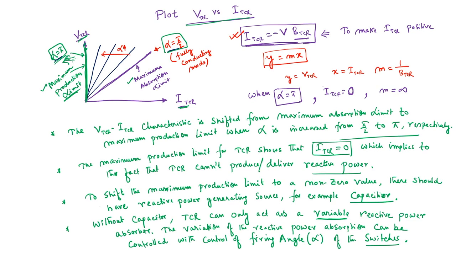So, at this point we understand the operating characteristics of TCR, and in the next lecture I will discuss different types of TCR unit with non-zero var production limit.